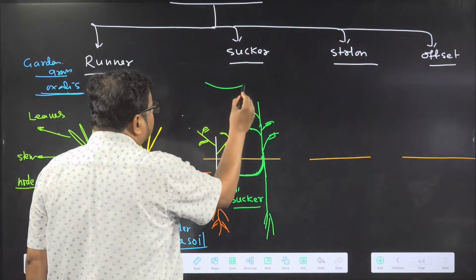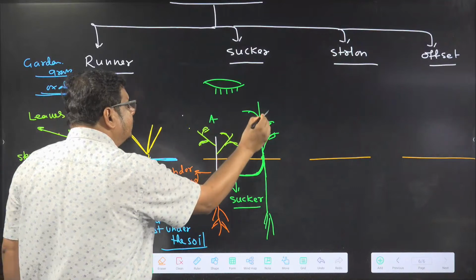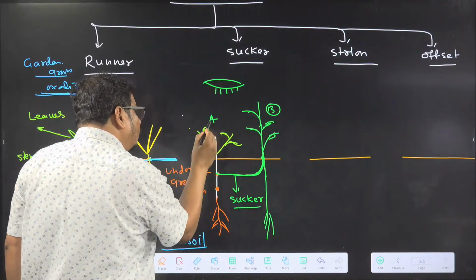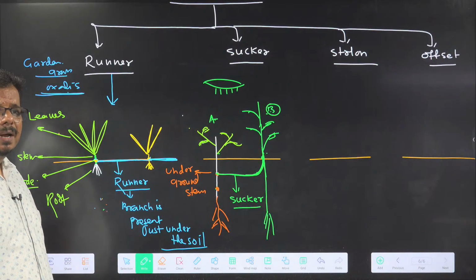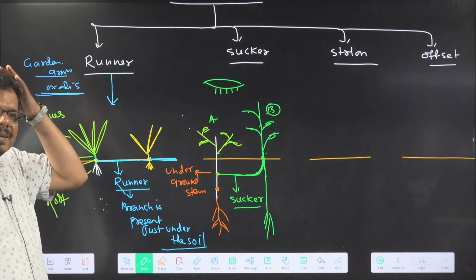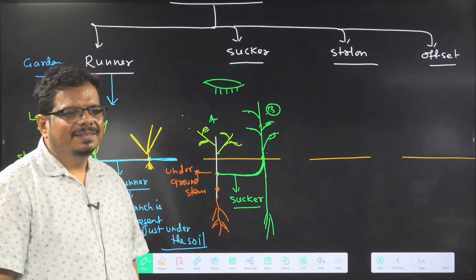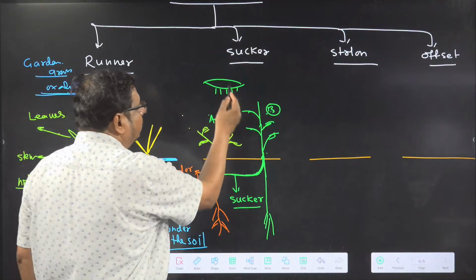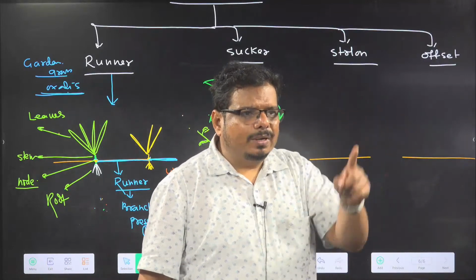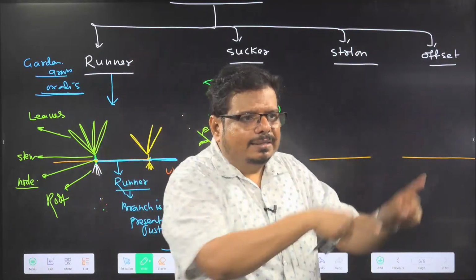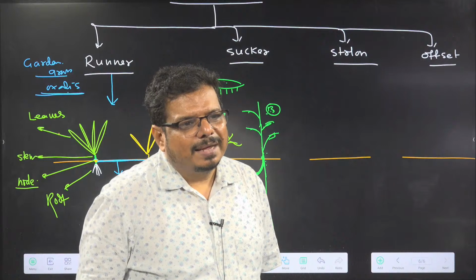So now you are here. Your eye is here. You are observing this plant and this plant. Does it look to you like two separate plants or the same plant? Tell me. Observing A and B from outside, these two look separate or same? Separate, na? But actually they are connected together. They are connected together with which part? They are connected together by sucker.